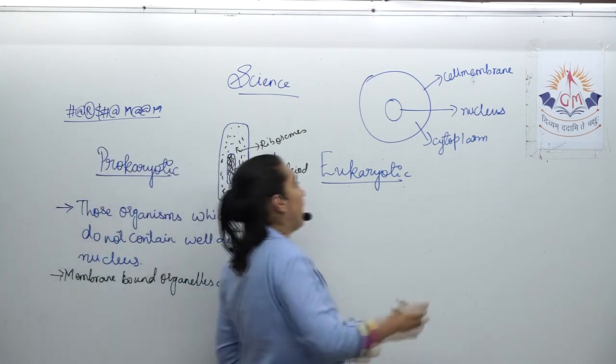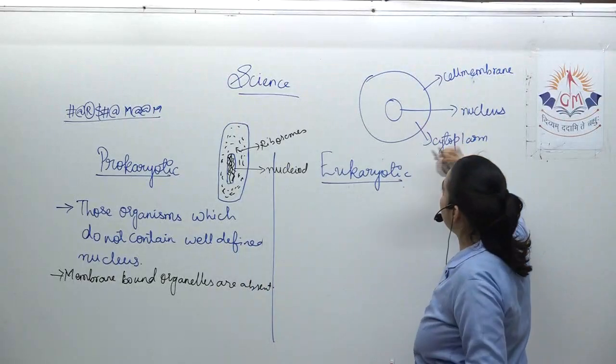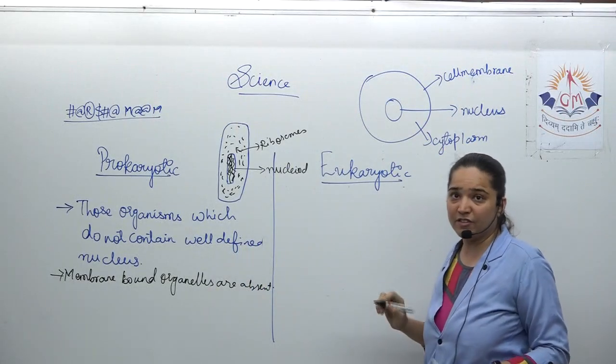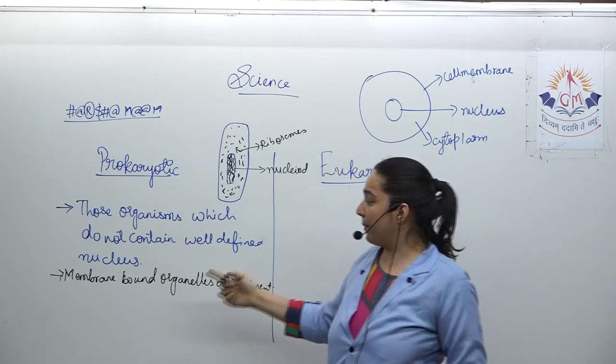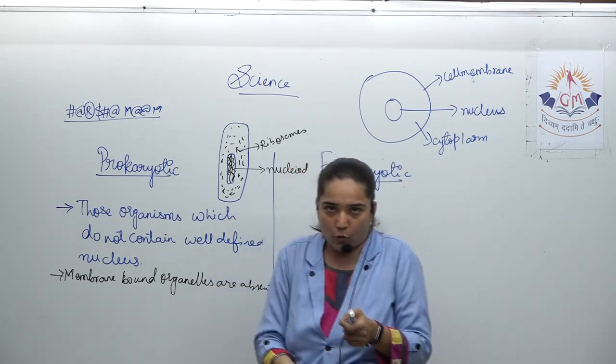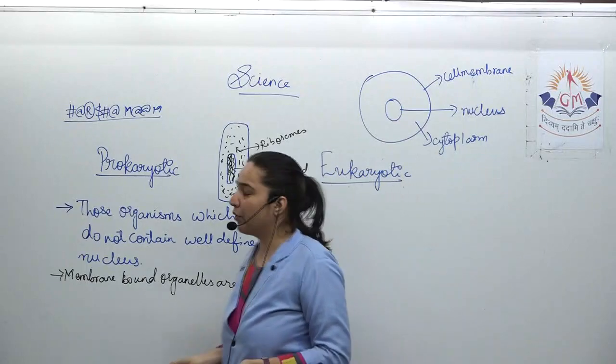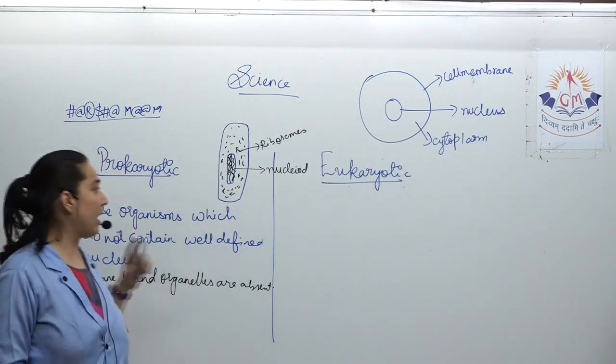Just now we learned that in the cytoplasm there are many organelles present which carry out different functions. Those organelles are membrane-bound, meaning they have an outer layer. Those are absent over here. They only contain ribosomes.